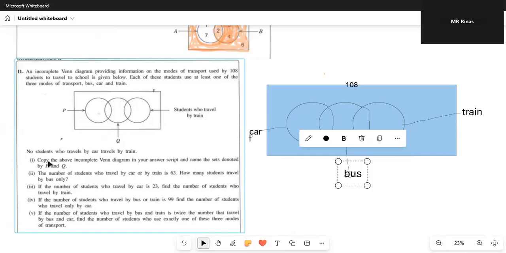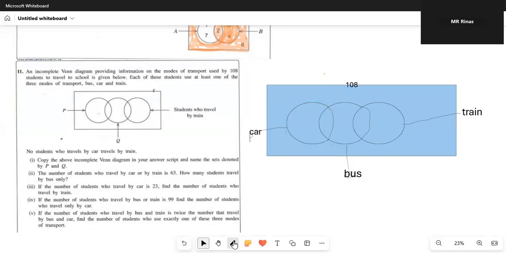Okay, so then in the first question, you have to copy the diagram. If you copy it like this and you mention the P and Q and also the 108 here, then you will get 2 marks. So for the first question, you will get 2 marks.